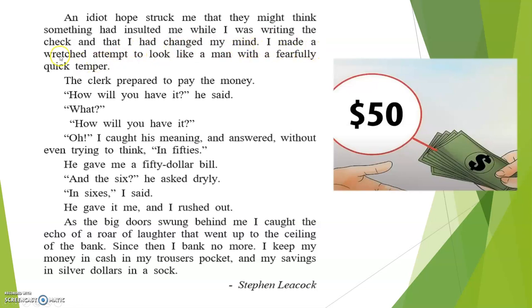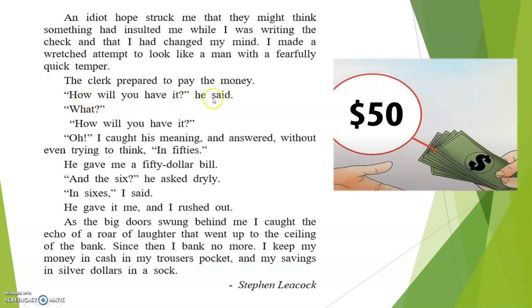So he made a wretched attempt. A wretched attempt meaning very unhappy. Wretched means unhappy or unfortunate attempt to look like a man with a fearfully quick temper. So he wanted to show that he was a man of temper, a little angry man. Okay, he made a mistake, but he doesn't want to show that he has made a mistake. So he shows himself as a little angry man. So the clerk prepared to pay the money. The clerk had to do whatever he was saying.